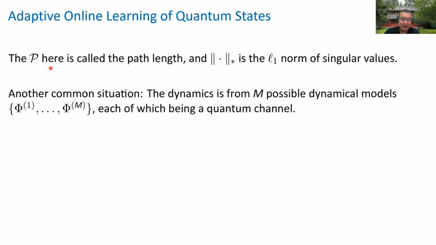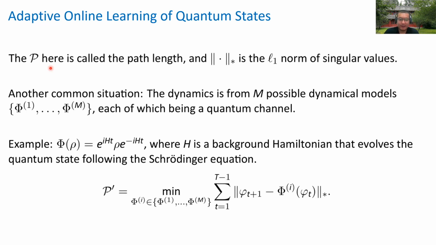Following that, another very common situation that people study is where we know that the change can only happen within a certain set. For instance, we only have some possible dynamical models, each of which is a quantum channel. Such things also happen commonly. For instance, we can consider a case where the quantum channel is the evolution of the Schrödinger equation, where we have a background Hamiltonian. So why do we want to say such a thing?